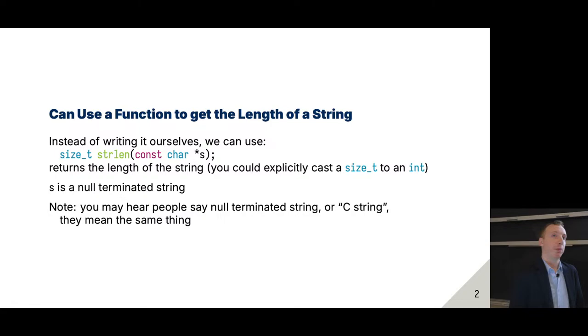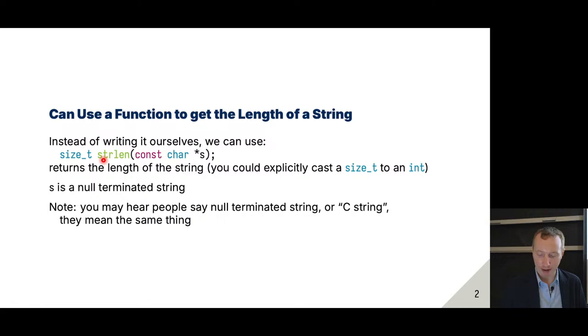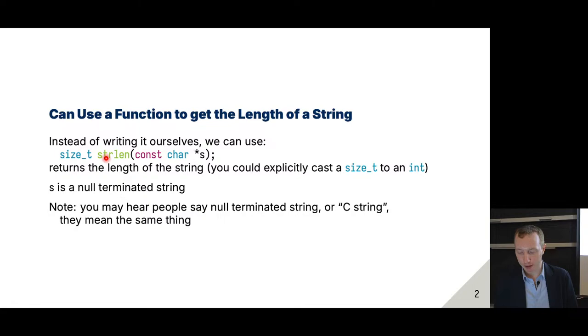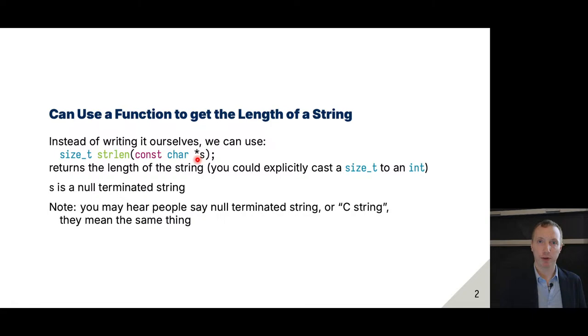Previously, we wrote a function called string length to get the length of a string. Turns out we didn't actually need to write that ourselves. There is a function called strlen, short for string length. They just shortened it because I guess saving typing some characters was very important. So they named it str, short for string, and then len, short for length. This function takes a single argument, a pointer to an array of characters, and they put a const there because this function will not modify any of the values.